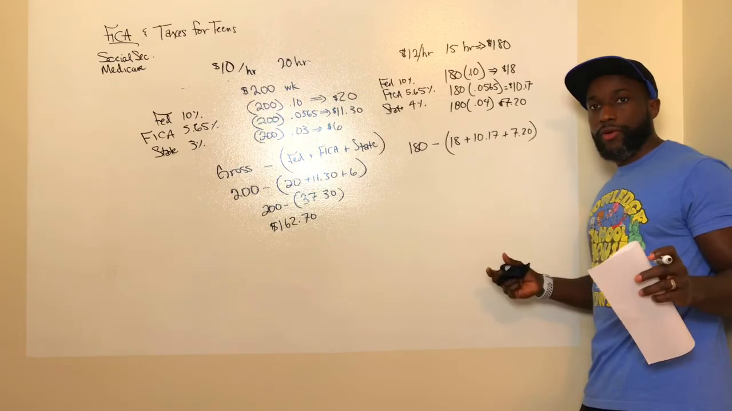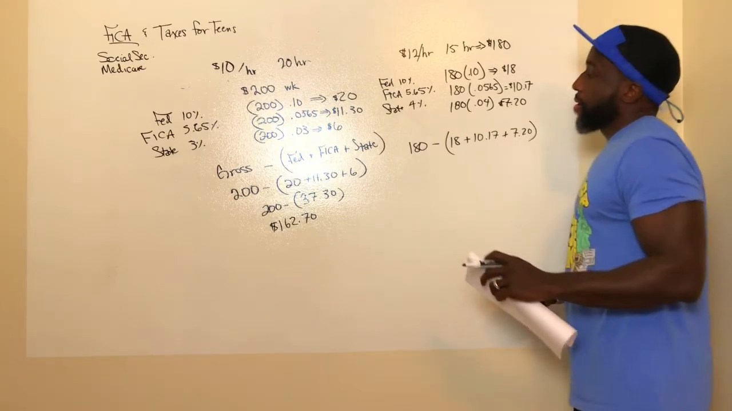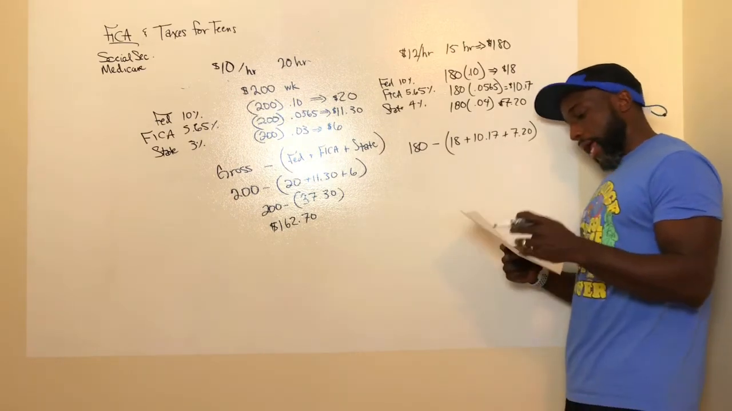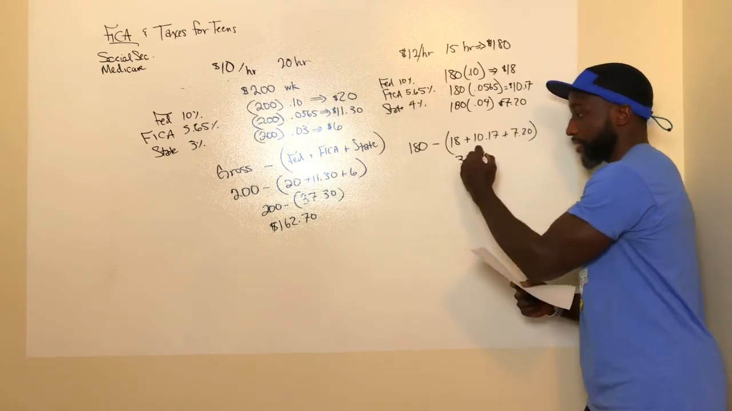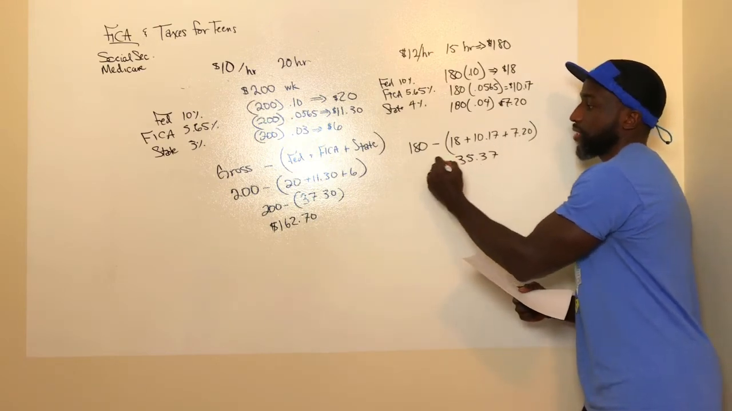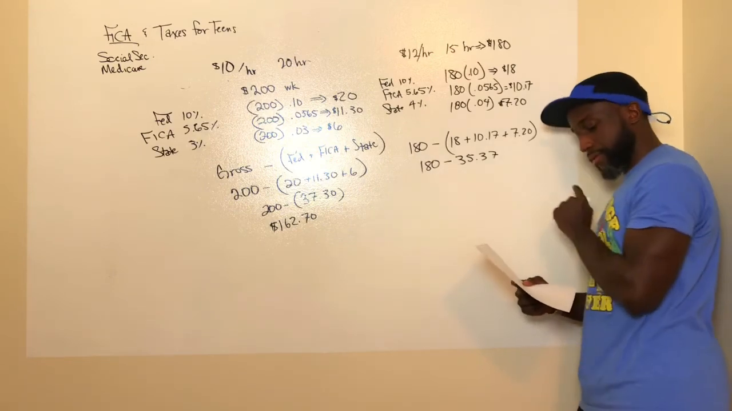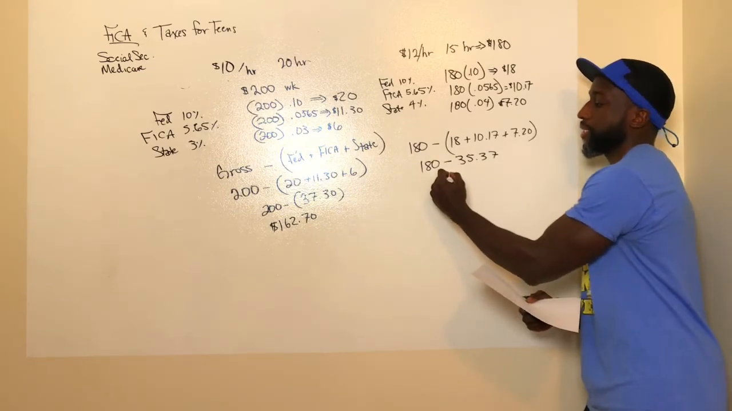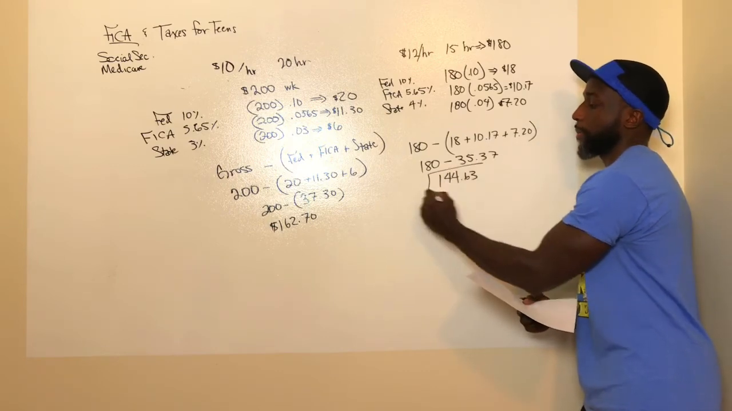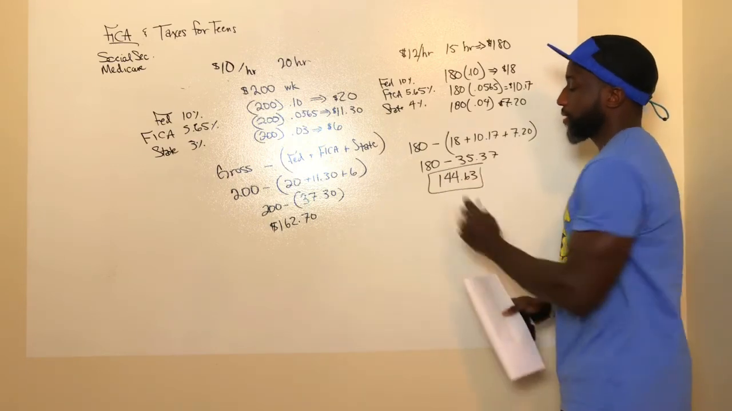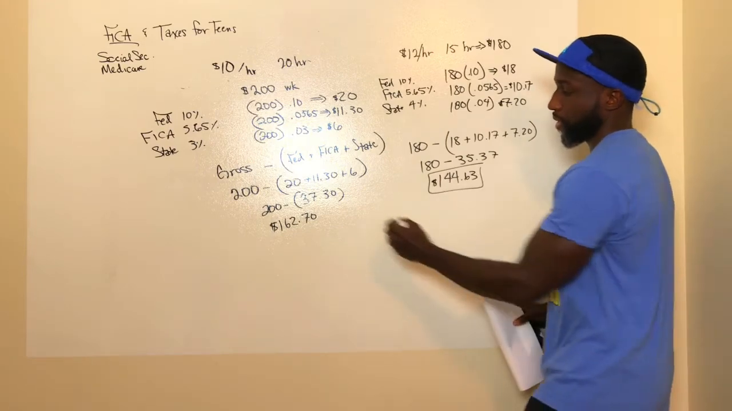All right. We all good so far? Add all those together. That's a total of like $35.37. You're going to subtract that $35.37 from 180, which means that you're going to take home $144.63. Right? That is the net income. Okay?